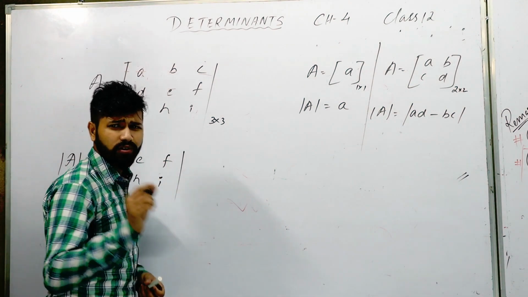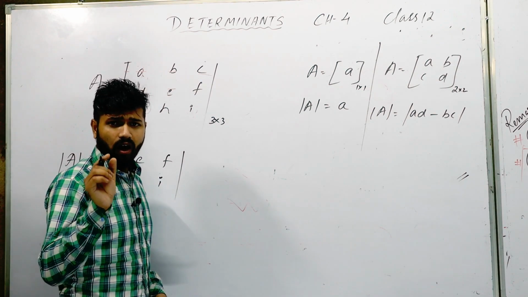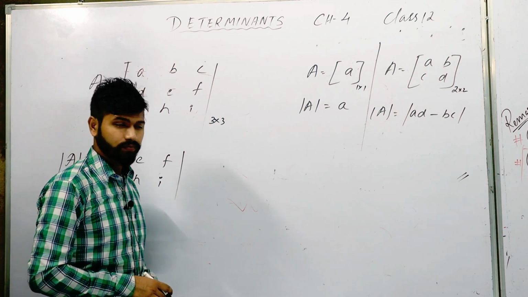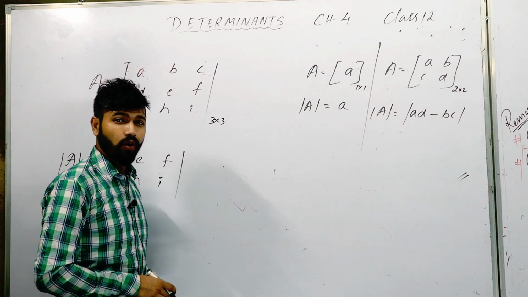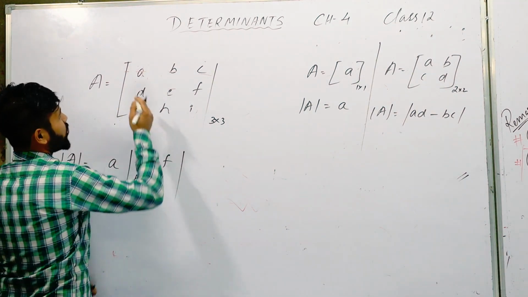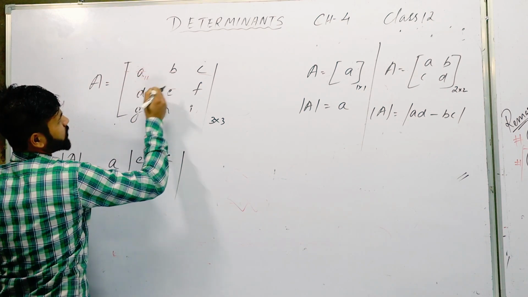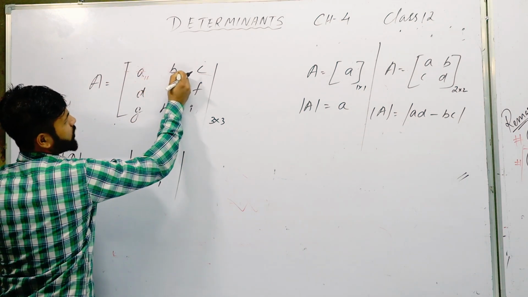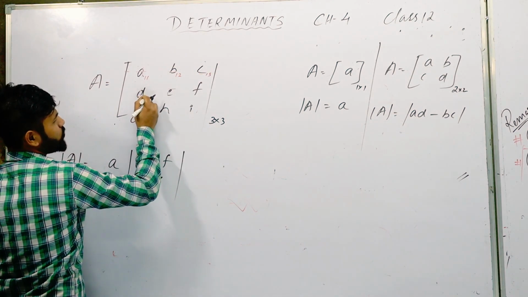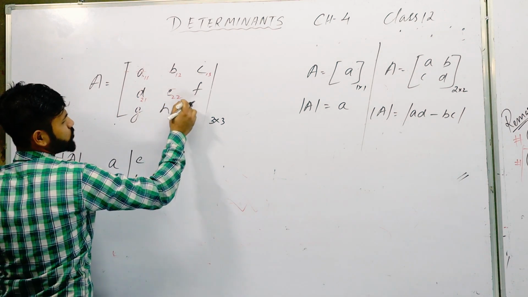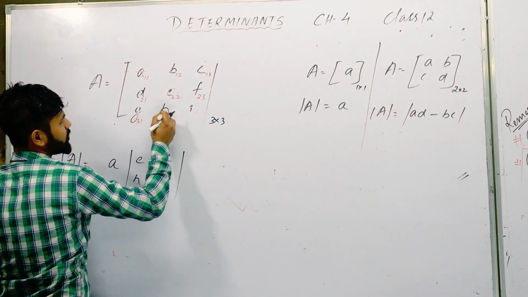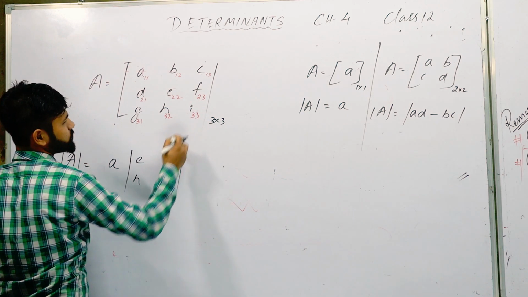Remember, and one more important note, the odd place. Odd place means the sum of the row and column should be odd. In case of odd, you have to put a negative sign. Now you see which place is odd. What is the location of A? 1, 1. The location of B is 1, 2. The location of C is 1, 3. The location of D is 2, 1. The location of E is 2, 2. And the location of F is 2, 3. The location of G, 3, 1, 3, 2, 3, 3.